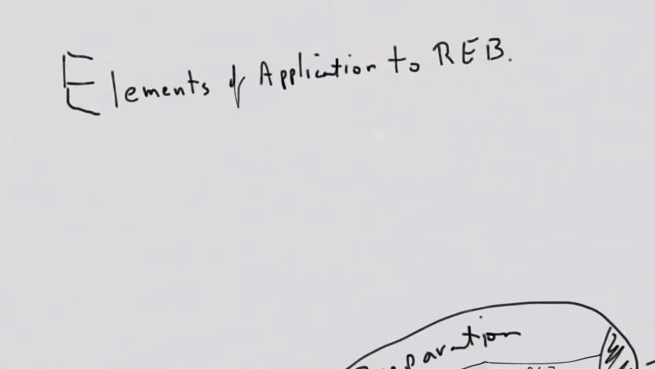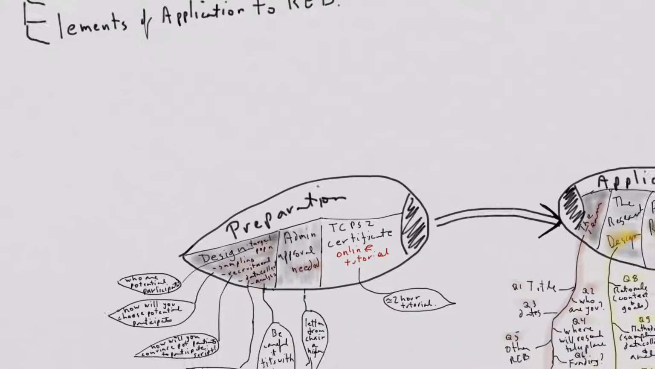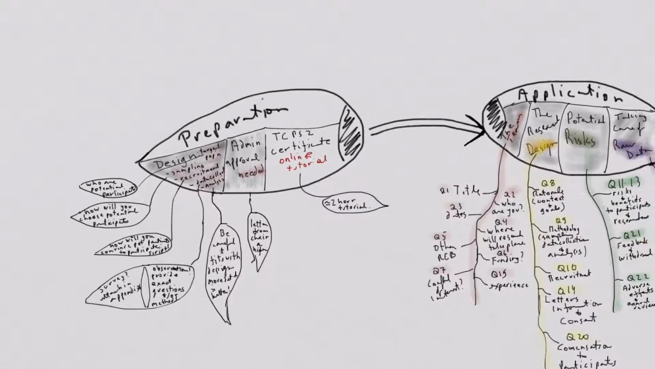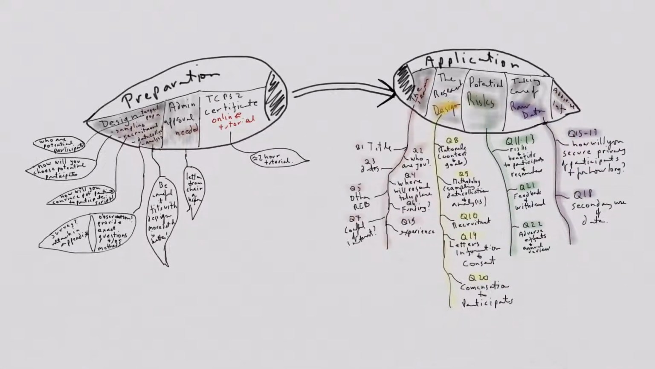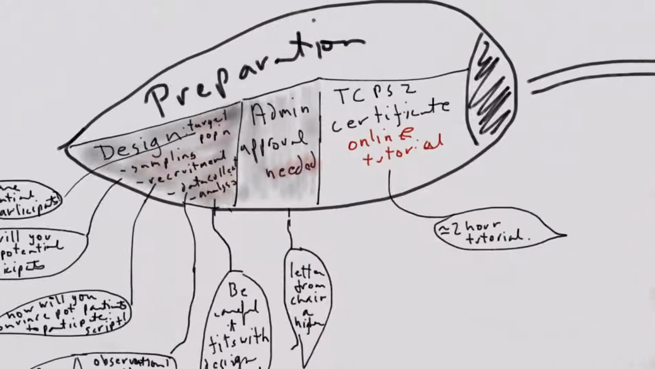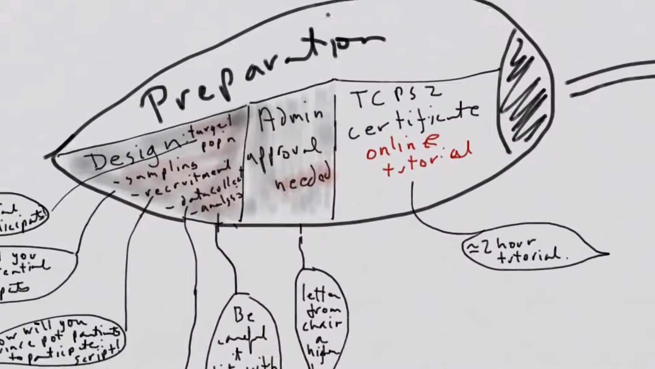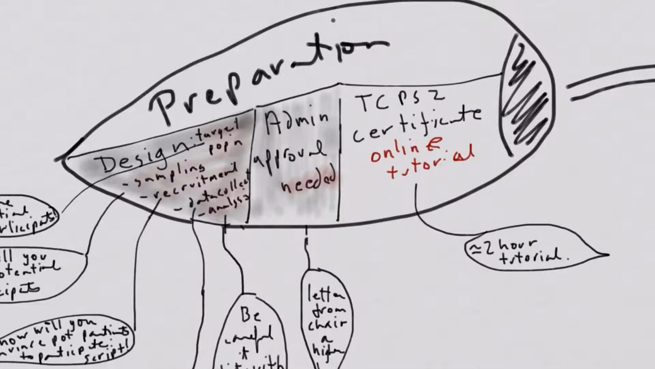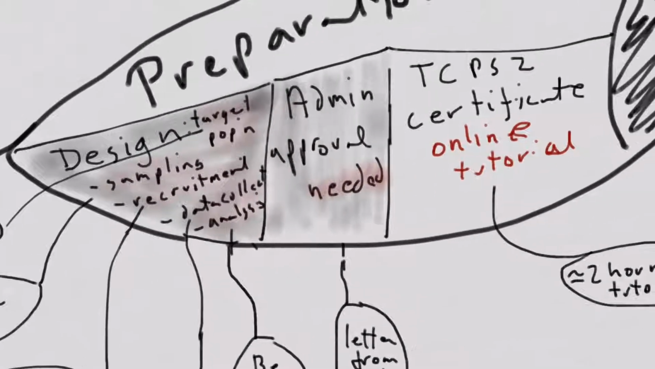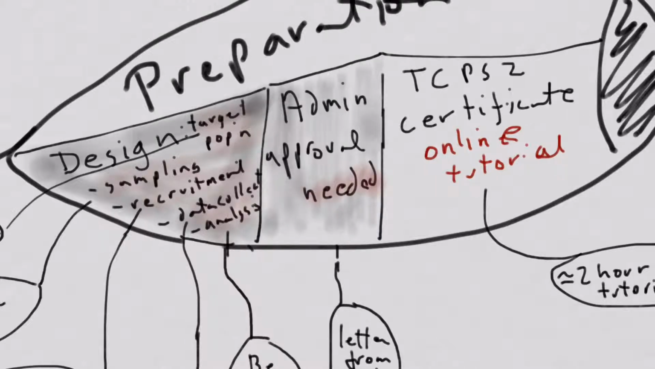Before doing the application, what's really important, I think, is for people to sit back and prepare a little bit for that. We have here a visualization of the whole application process, but we'll start with just the preparation section. There are really three basic areas to worry about with preparation. One is design, administration approval, which is needed, and a TCPS2 certification.